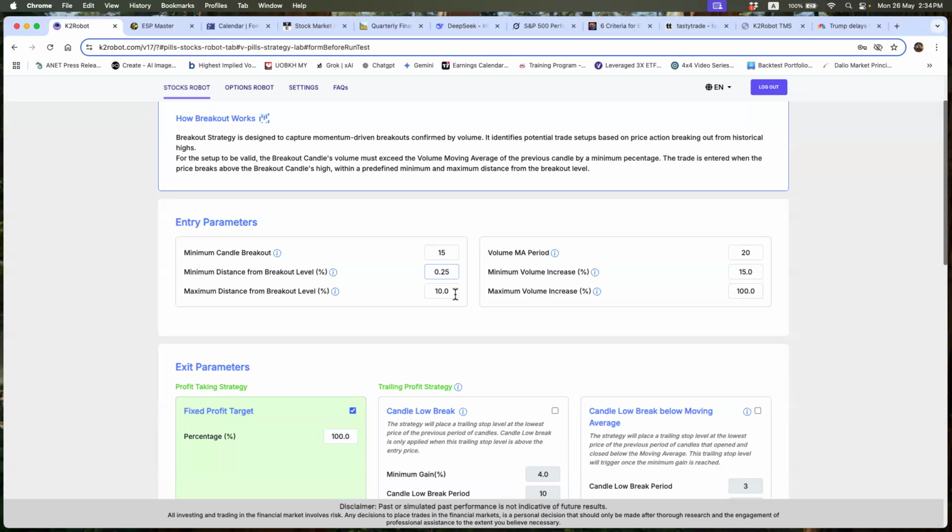0.25% is decent. Okay, and the maximum distance from breakout, that means if it breaks up too high, don't chase. If the stock gets up very high, flies away, don't chase, right? So we want to reduce this to just 5%.